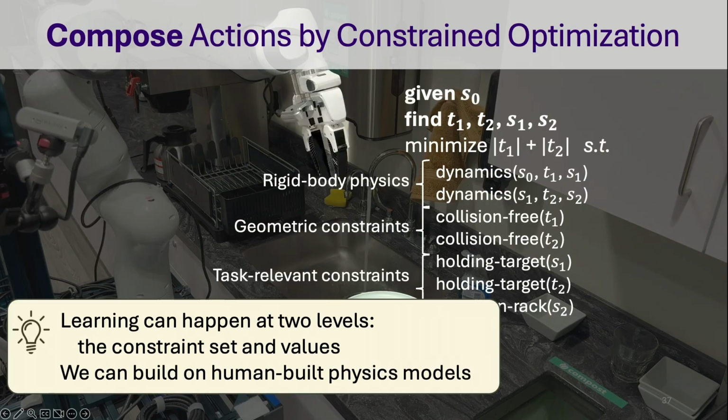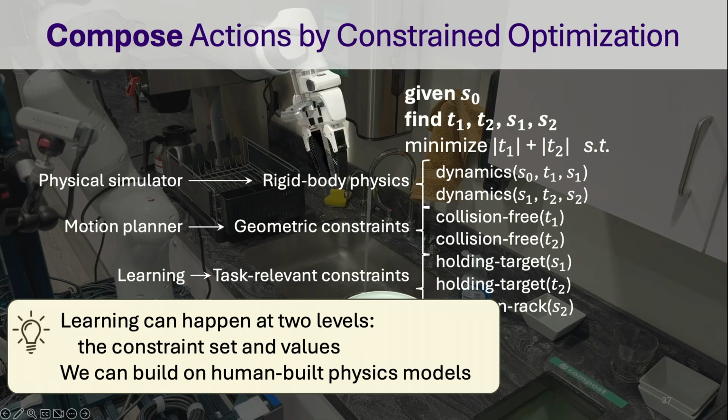And second of all, we do not really have to rely on learning each individual constraint all from data. We can say for some of the constraints, we can rely on human-built physical models. In this particular case, let's say the rigid body physics can be implemented by a physical simulator. The geometric constraints can be implemented by some motion planners that humans have been building. And it's really all those task-relevant constraints that require additional learning from data.